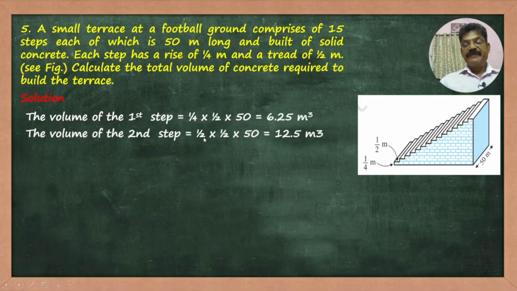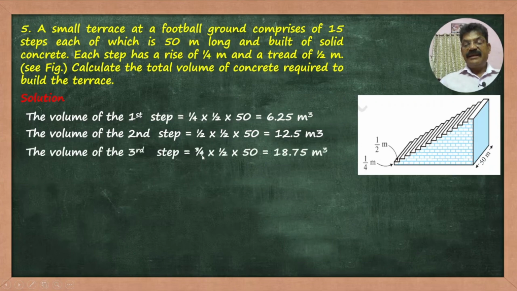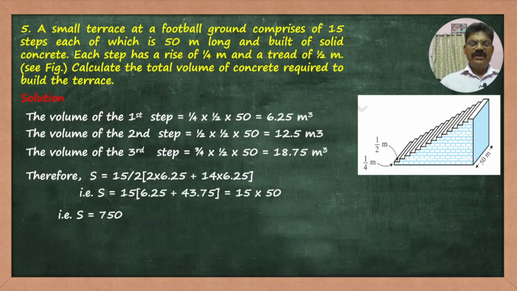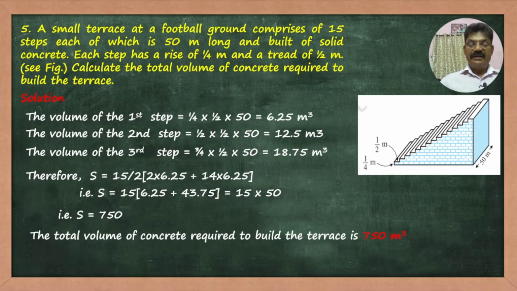Similarly, for the second step, height is increased, it is half. Width is same, length is same. So it is 12.5 meter cube. Third step, again height is increasing by 1/4 meter. Therefore, it is 18.75 meter cube. Therefore, it is an arithmetic progression. You know A, you know D. When you substitute those values in the formula of S, you get this. When you reduce, you get S is equal to 750. Therefore, the total volume of concrete required to build the terrace is 750 meter cube. So that is the answer.